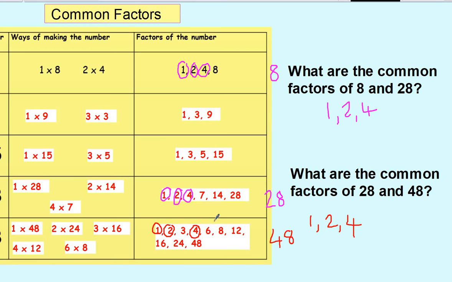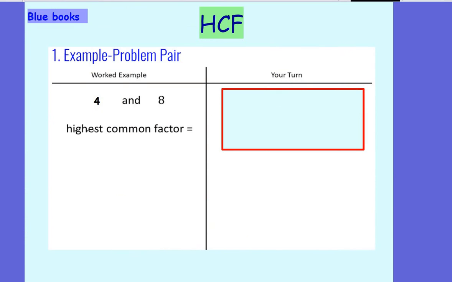My highest common factor is the highest number that's a factor of both. So for 28 and 48 it's 4, and for 8 and 28 the highest common factor is 4. We're going to use this now.